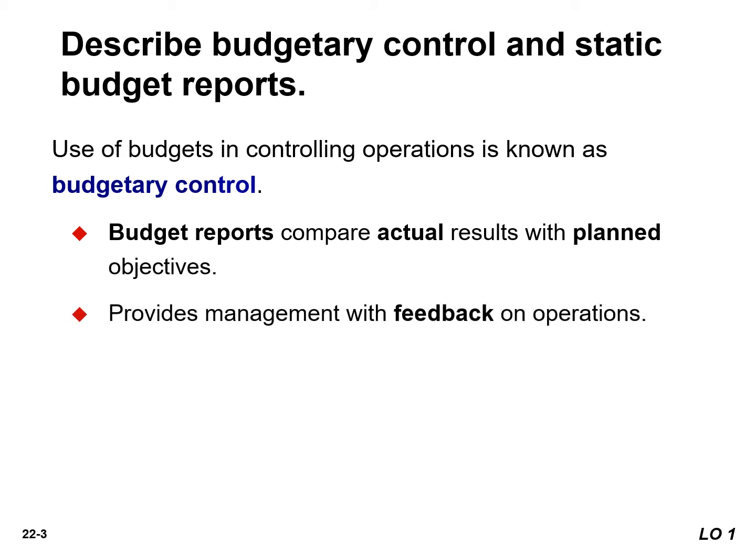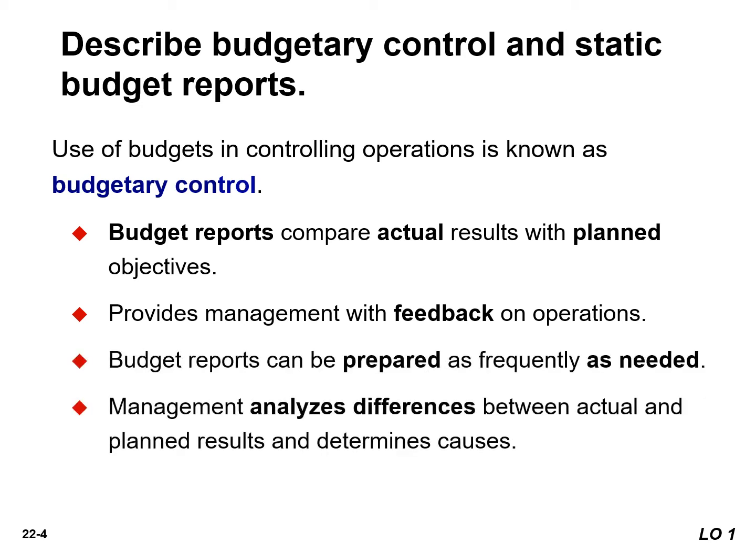Budget reports provide management with feedback on operations. The feedback for a crucial objective, such as having enough cash on hand to pay bills, may be made daily. For other objectives, such as meeting budgeted annual sales and operating expenses, monthly budget reports may suffice. Budget reports are prepared as frequently as needed. For my company, we prepared monthly income statements, and then we'd analyze any differences between the actual and planned results to determine their causes.